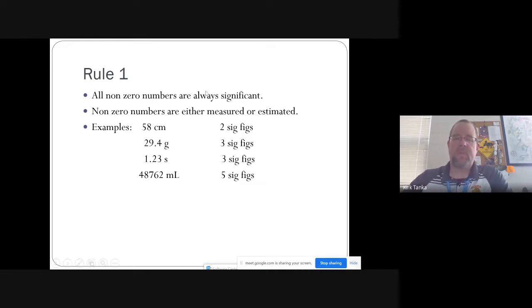So here's rule number one. All non-zero numbers are always significant. So if you have something that's not a zero, it's always going to be a significant figure. So 58 centimeters, that's a measurement, 2 sig figs. 29.4 is 3 sig figs, 1.23 is 3 sig figs, and 48,762 milliliters, that's 5 sig figs.